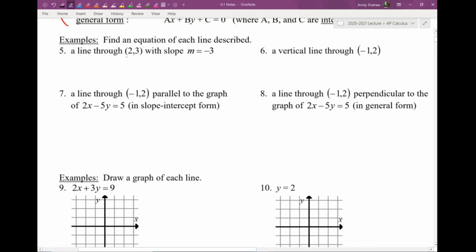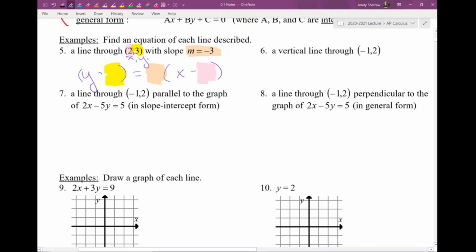So a line that goes through 2, 3, this is a point. I've been given 1 point, so I'm labeling them with my sub numbers, and I have a slope. And so if I remember that formula, I have y minus y sub 1 equals m times x minus x sub 1. All I want to do here is fill in the unknown things. I have been told where my point lives. I've been told where my slope lives. And so I'm just going to fill all those numbers in.